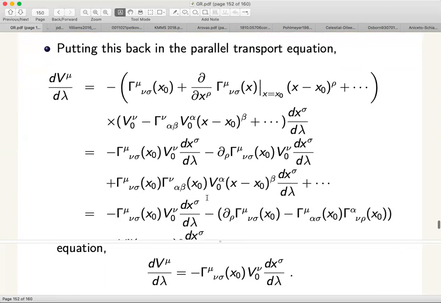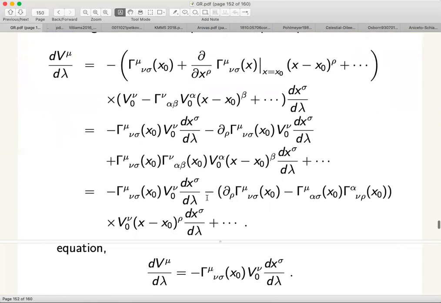Good. So all we have to do is just expand this expression and look at the terms step by step. So the first term that you get is gamma mu nu sigma multiplying v0 times dx sigma by d lambda, which is this term. Okay, there's a minus sign outside. The second term that you get is a derivative of gamma multiplying v sigma times dx by d lambda, which is that term. After that, what you get are the terms which involve two gammas or the derivative of gamma. Of course, the derivative of gamma we have already encountered once.